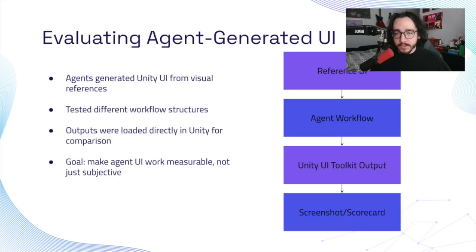For my part of the capstone, I focused on evaluation. My teammates' projects explored different ways agents can interact with tools, workflows, and game environments. My question was, once an agent produces something, how do we know whether it's actually good? I built a Unity-based evaluation harness around agent-generated UI. The basic task was to give agents a visual reference, then have them recreate that interface using Unity UI Toolkit.